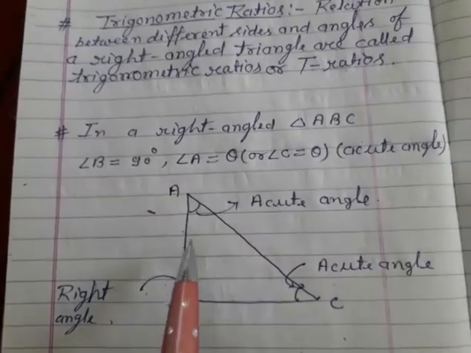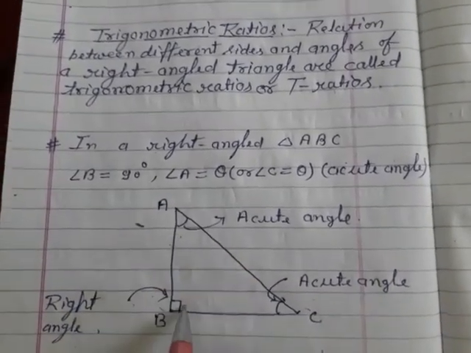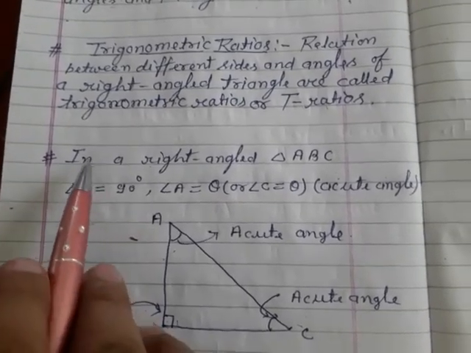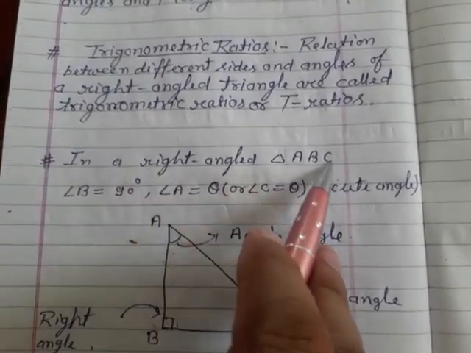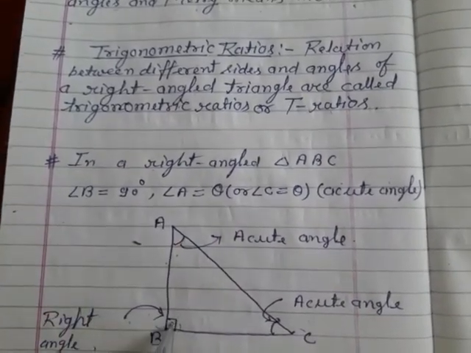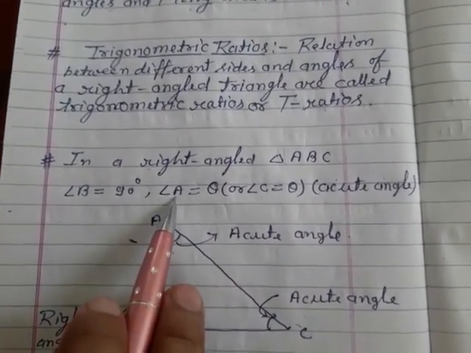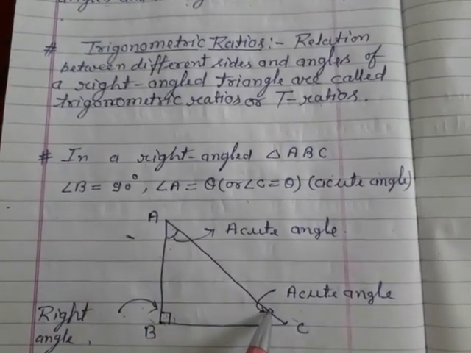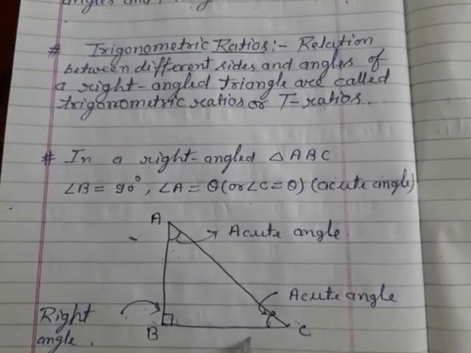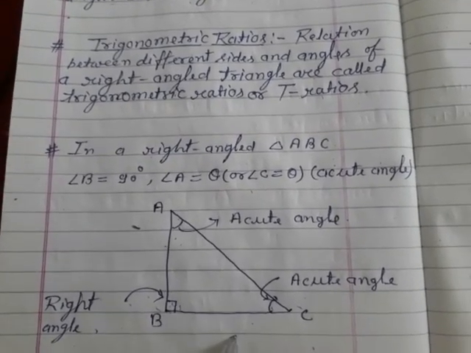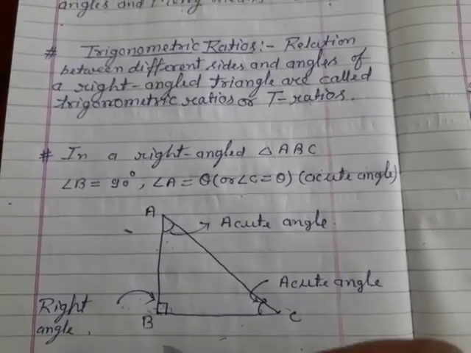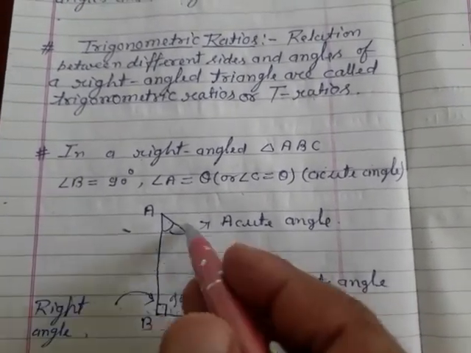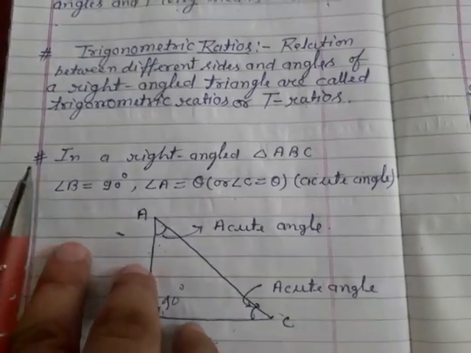First we draw the right angle triangle, with the right angle at the point B. So in the right angle triangle ABC, angle B is 90 degrees, and angle A and angle C are both acute angles. Clear? This one is the right angle, meaning it is 90 degrees. The other two angles are acute angles.